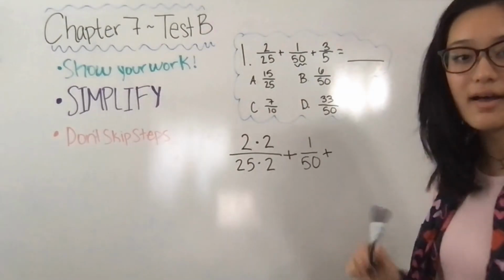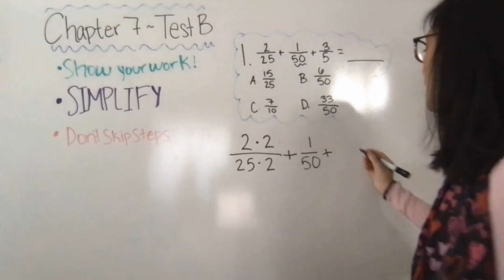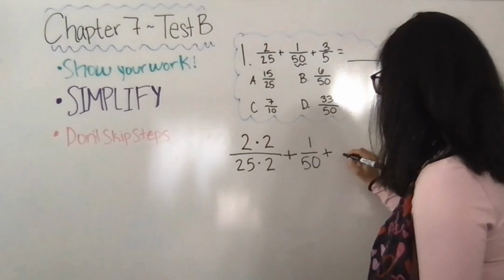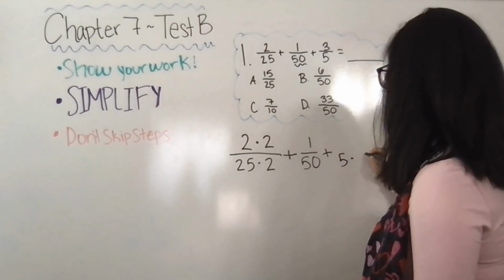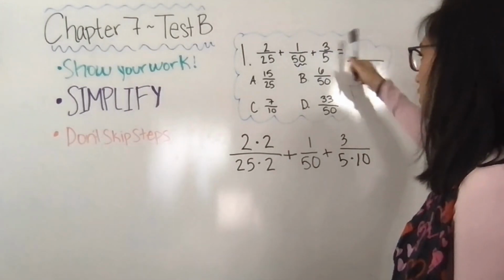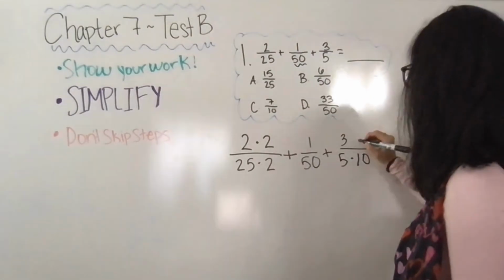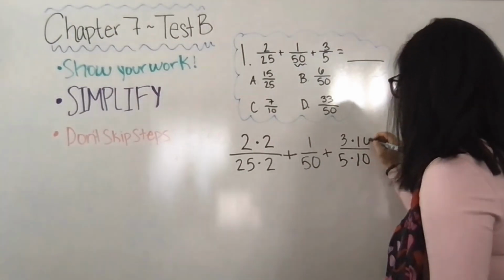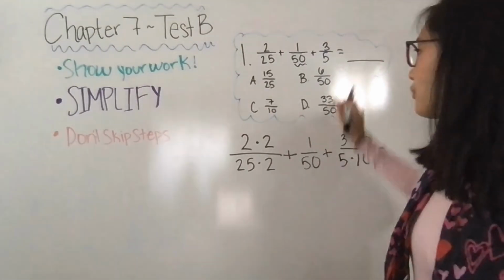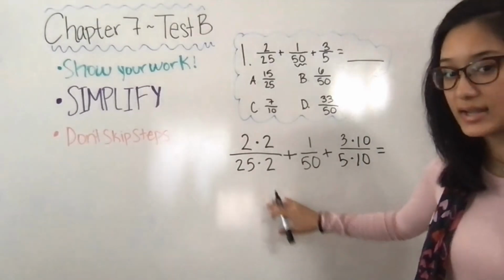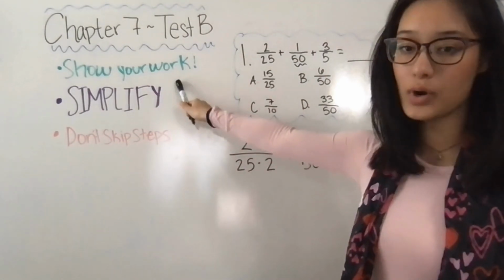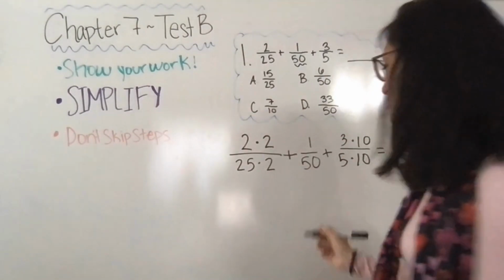But the 3/5 does need to change. Now, how do you make a 5 into 50? Well, that's easy. You multiply it by 10. And whatever you do to the top, you have to do to the bottom, so you also have to multiply the 3 by 10. And this is your new problem. Now you've rewritten it, and you need to rewrite it again, showing these steps. You have to show all of your work and not skip any steps.